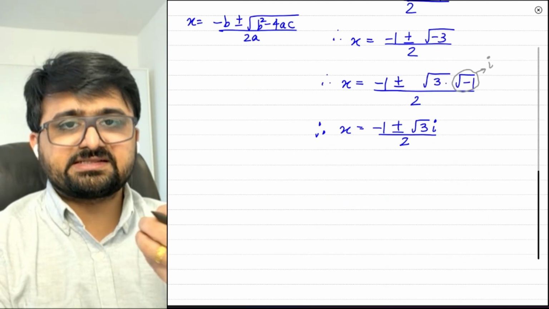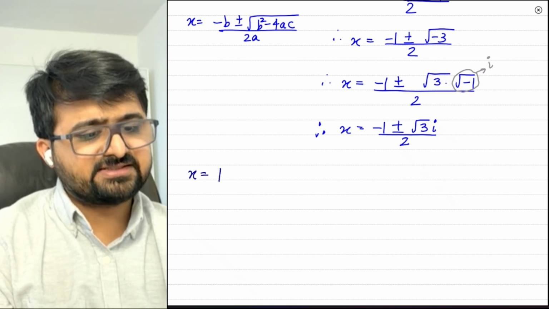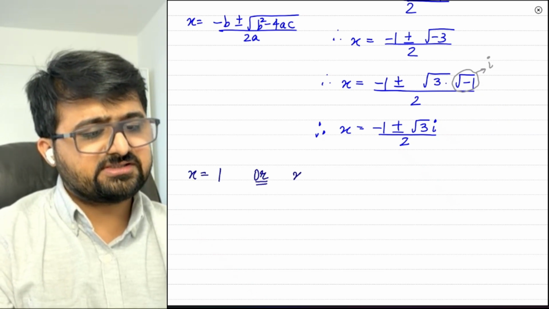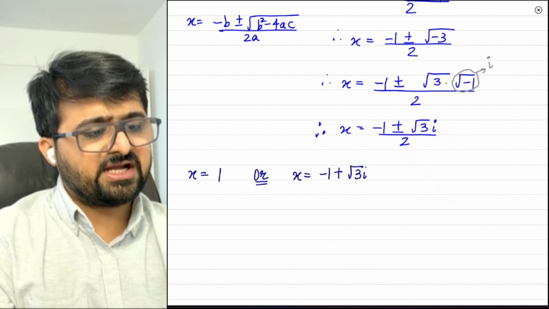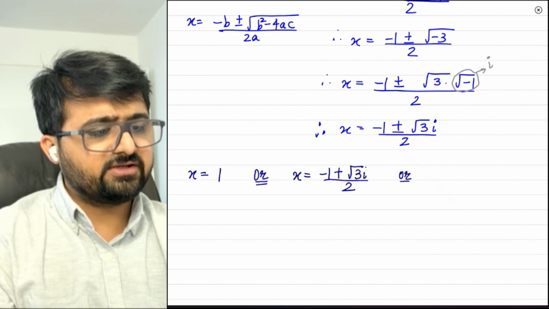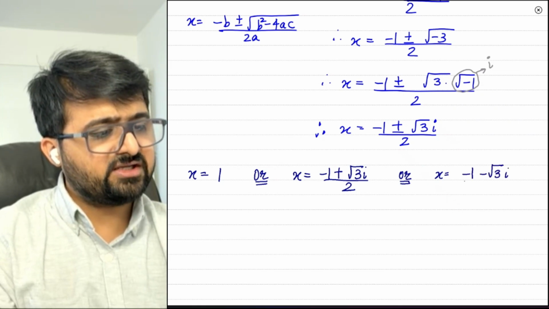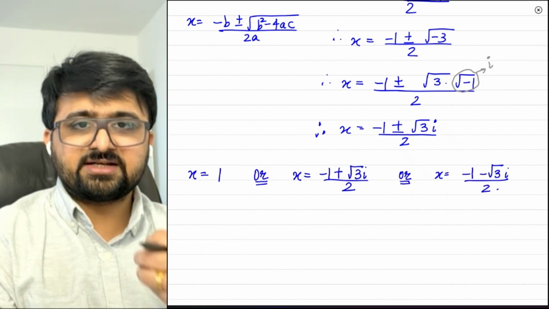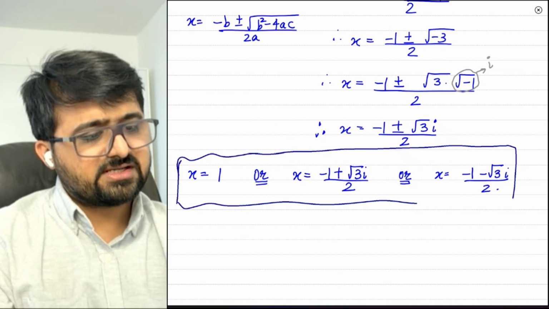For this x cube is equal to 1 equation, we have three solutions. Solution 1 is x is equal to 1, solution 2 is minus 1 plus root 3i divided by 2, and solution 3 is minus 1 minus root 3i divided by 2. Those are the three solutions for x cube is equal to 1.